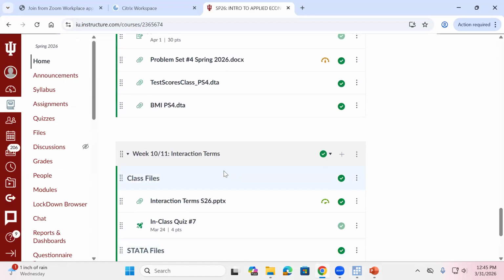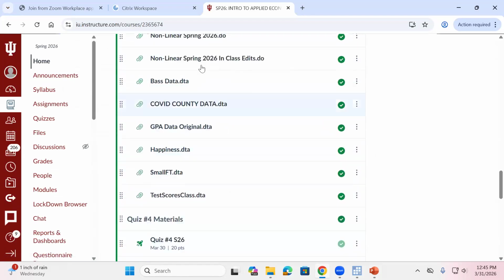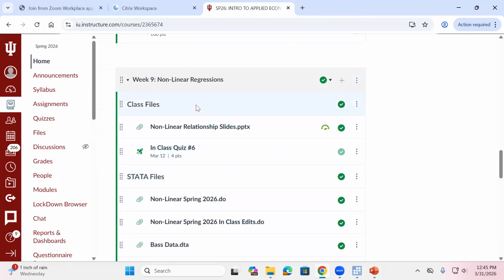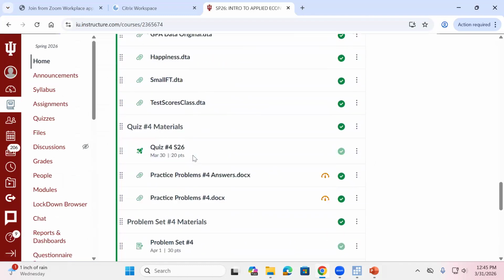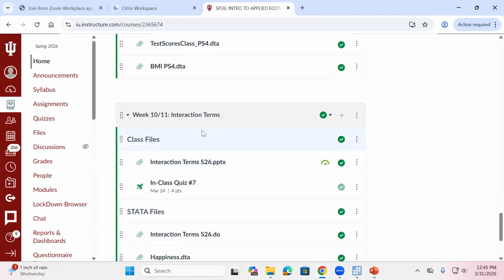So what we did last week and the week before was focus on nonlinear regressions, adding in squared terms, looking at logarithmic, log linear, et cetera. We then transitioned last week into talking about interaction terms. We'll pick up there this week. I'm guessing we probably won't get through all the material today. So mainly this week, we'll probably just talk about interaction terms.